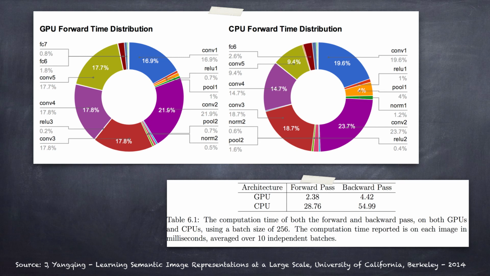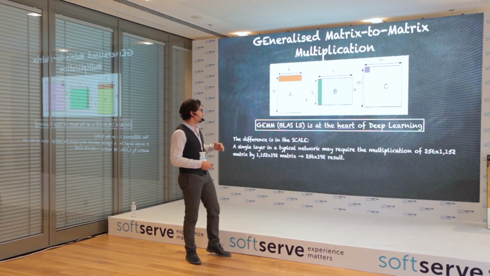In the very end, when you do deep learning, you end up doing linear algebra, matrix multiplication. In the back end, there is this popular function. This is popular because it goes back to the 70s and numerical computation. This is called GEMM, which stands for generalized matrix-to-matrix multiplication. And that's the heart of deep learning, I may say. So the difference is in the scale.